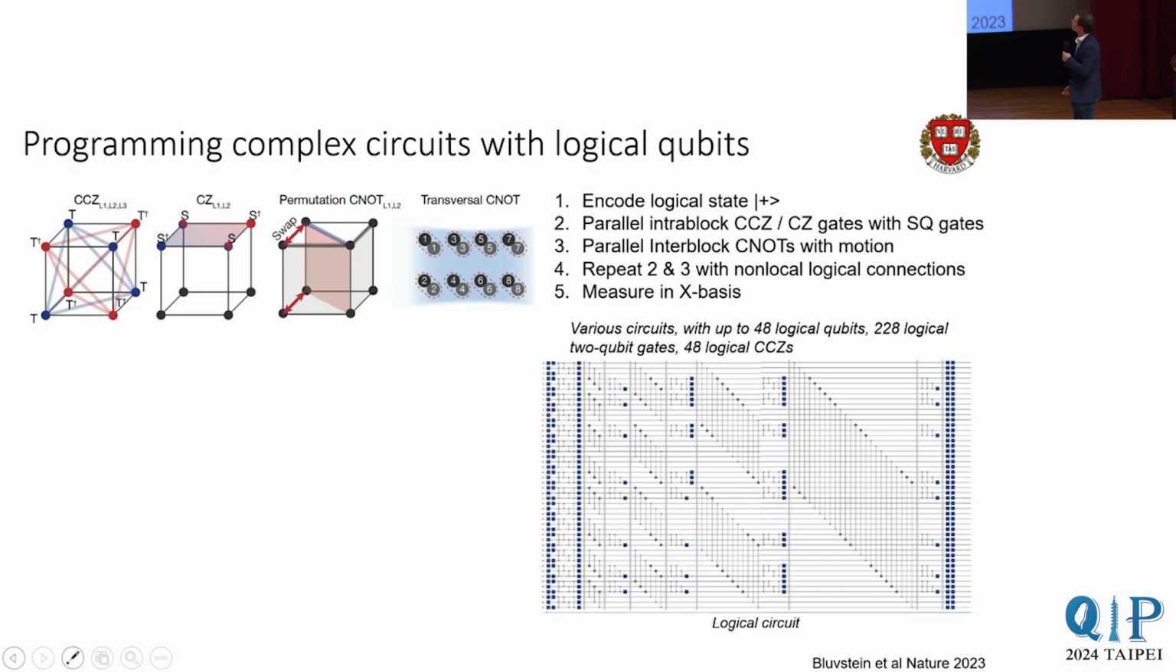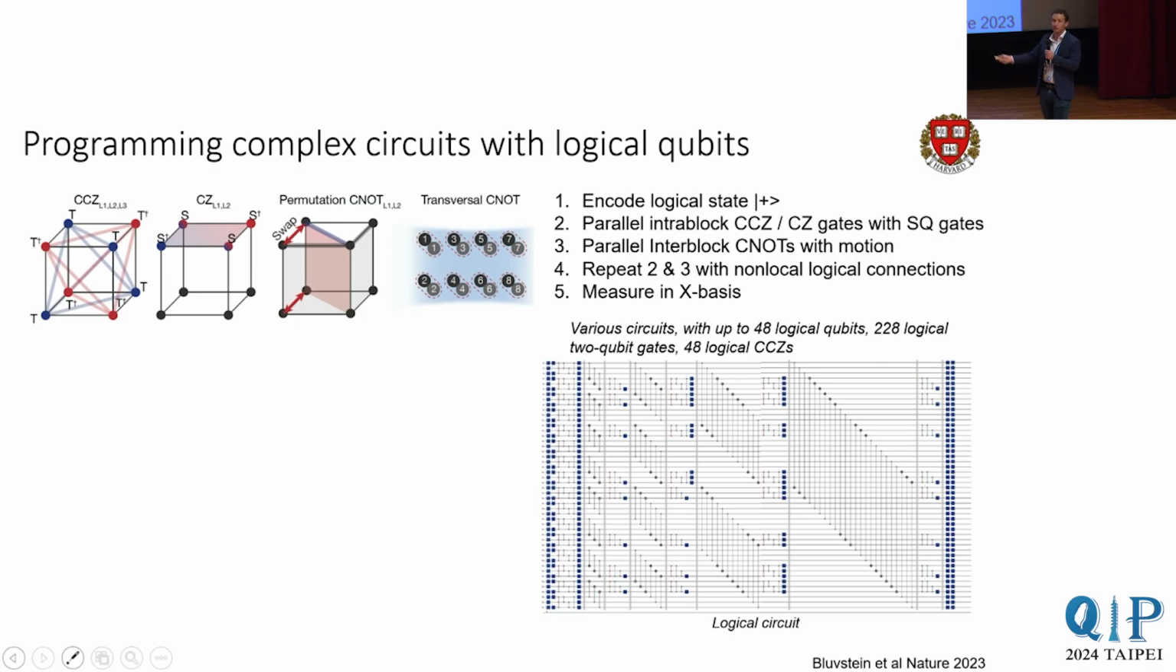And what this looks like here is we're going to do algorithms of the following nature, where we put logical qubits all in logical plus, and now we do parallel CCZ and CZ gates within the blocks, and then we do transversal CNOTs between blocks.